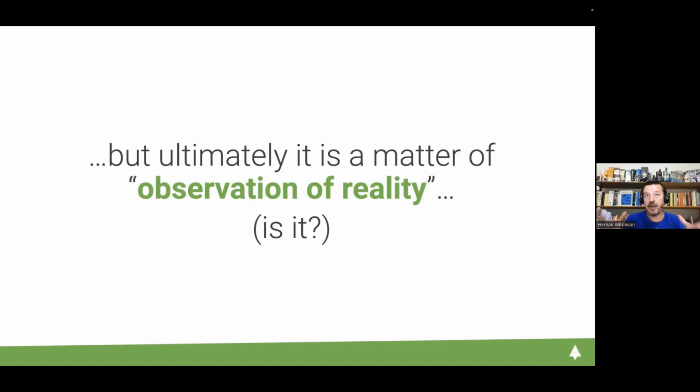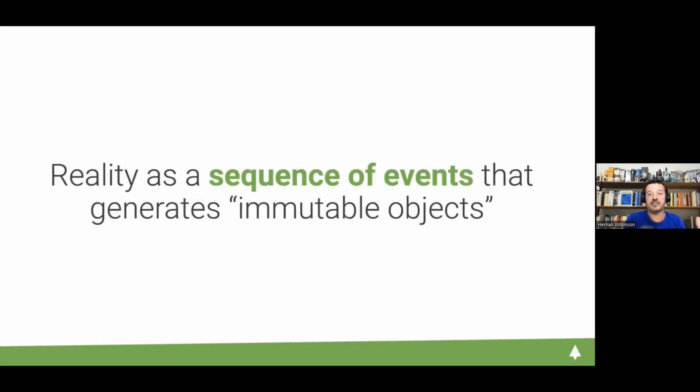As a rule of thumb, one way to think about reality is as a sequence of events that generates immutable objects. That's, for example, what the functional programming paradigm does. Nothing changes, only new things are created. That's one way to solve the problem, but it's not the only one.